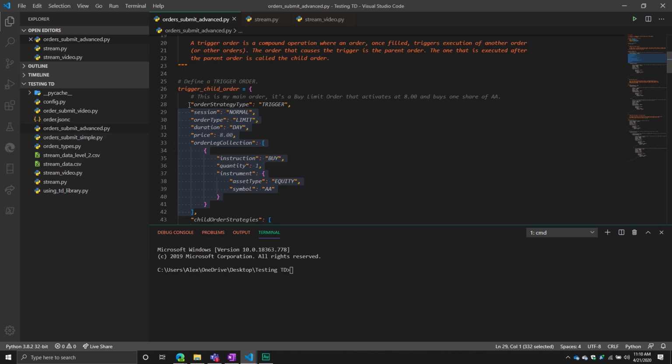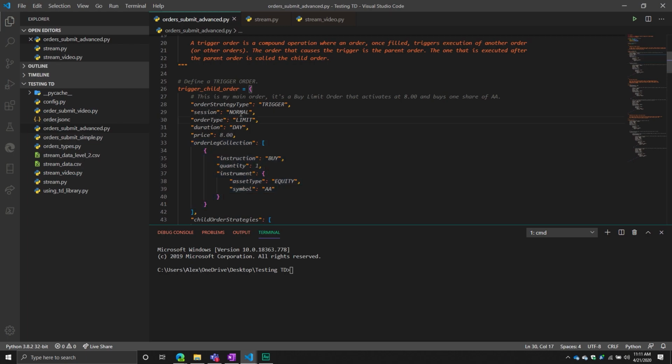So remember on the previous video where this would have been just limit and then that was our limit order? All we're saying now is that our main order right here is going to be a trigger. The first one will be our limit order. And in this situation, it's just a normal session. So during regular market hours, it's good for the day. It will activate at 8. And the activity that will come along with it is it will buy 1 share of Alcoa.